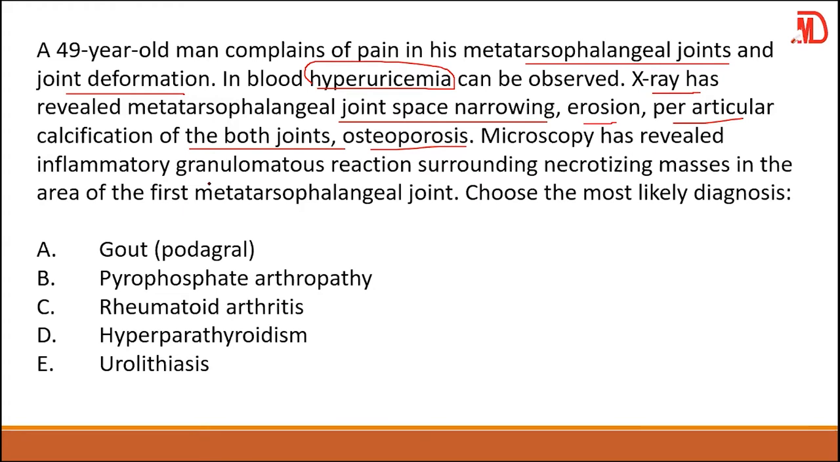There's erosion, periarticular calcification of the bone joint, osteoporosis. Then microscopy revealed inflammatory granulomatous reactions surrounding the necrotizing masses in the area of the first metatarsophalangeal joint. Guys, your answer is definitely gout.